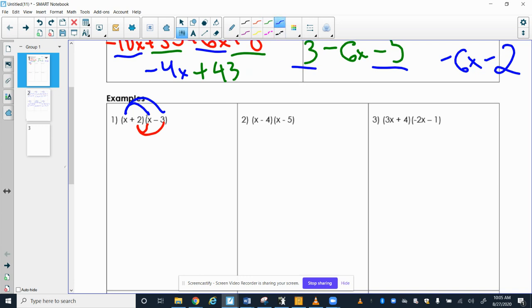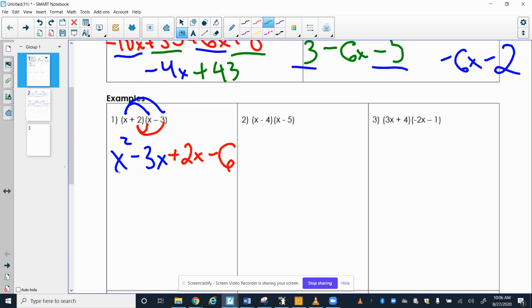Let's multiply the x to both. So x times x, that's x squared, then x times negative 3, minus 3x. Then we're going to multiply the 2 to both. So 2 times x, plus 2x, and 2 times negative 3, minus 6. This undoes all the parentheses, and now we really just have a combining like terms problem.